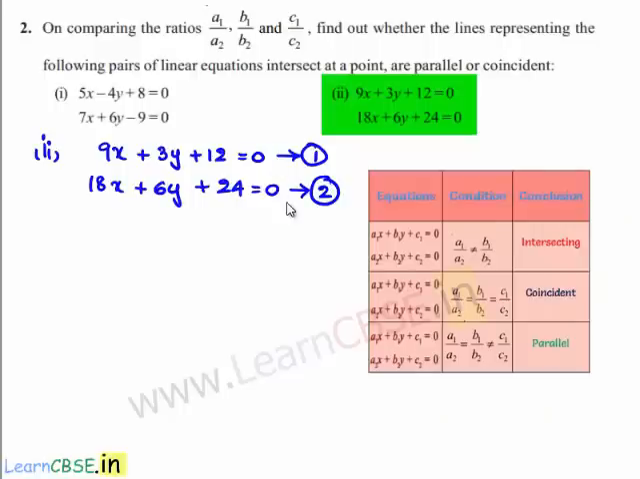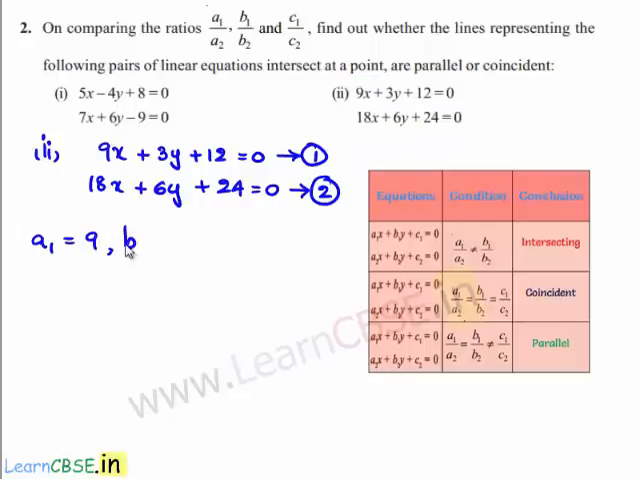If we compare the given set of linear equations with the standard equations, a1x plus b1y plus c1 is equal to 0 and a2x plus b2y plus c2 is equal to 0, we get a1 is equal to 9, b1 is equal to 3 and c1 is equal to 12. And the values of a2, b2, c2 are a2 is 18, b2 is 6 and c2 is 24.